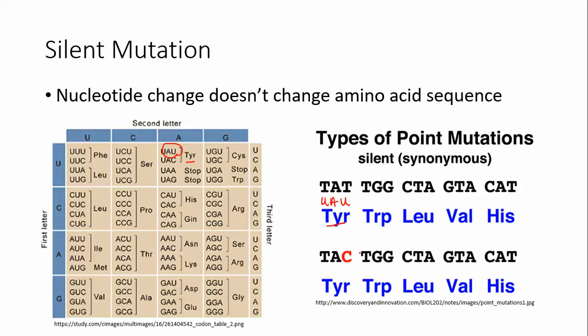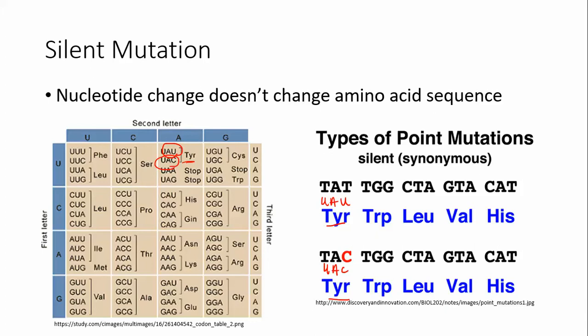If that last nucleotide in the codon is replaced with a C, you would get UAC. Well, UAC also codes for tyrosine. This is due to the fact that you only have about 20 amino acids that you're coding for, but you have 64 different codons. So there is what we call redundancy in the genetic code. More than one codon can code for the same exact amino acid.